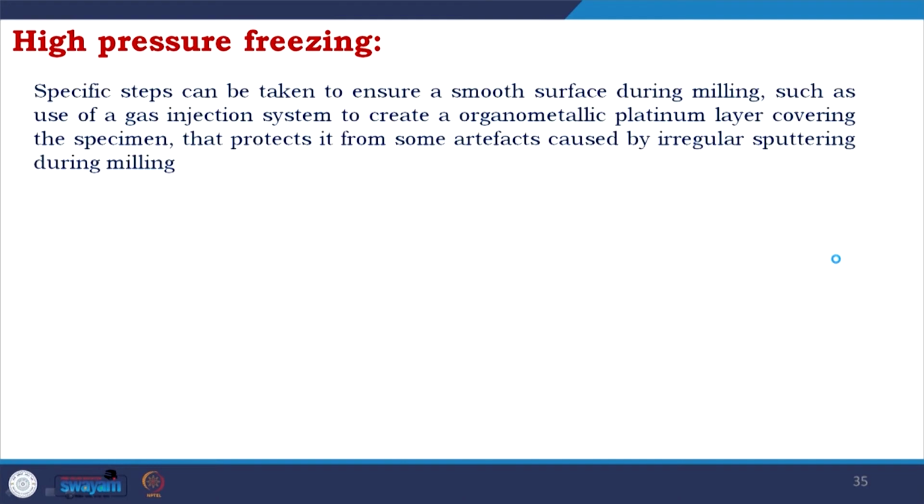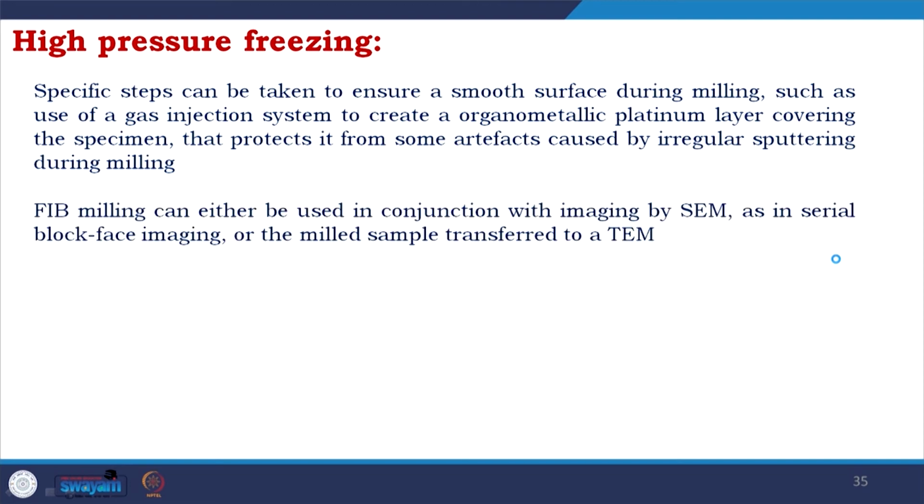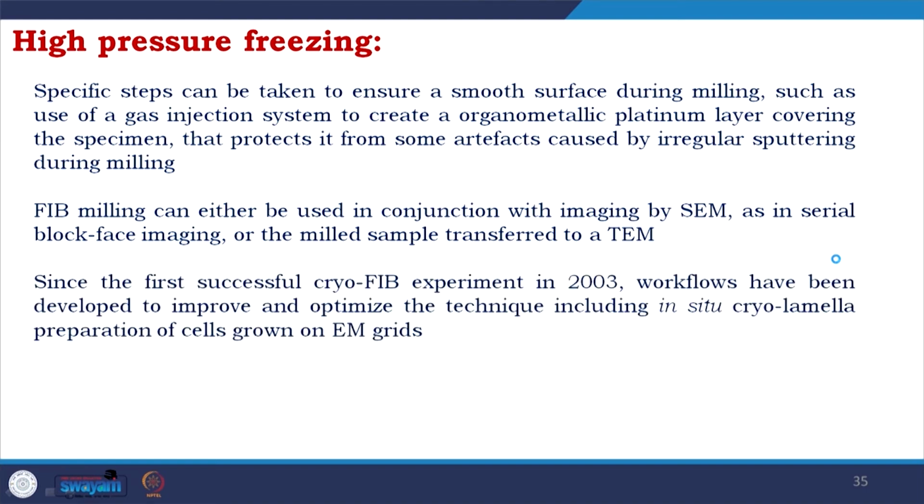Specific steps can be taken to ensure a smooth surface during milling, such as use of a gas injection system to create an organometallic platinum layer covering the specimen that protects it from some artifacts caused by irregular sputtering during milling. FIB milling can either be used in conjunction with imaging by SEM, as in serial block face imaging, or the milled sample transferred to the transmission electron microscope.